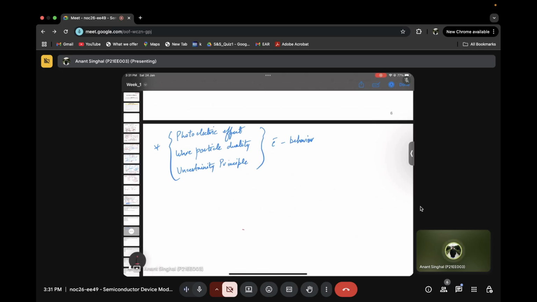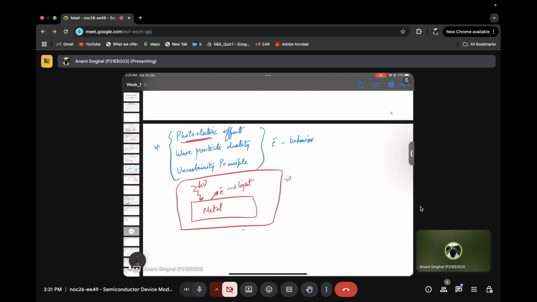The photoelectric effect, what does it say? If we have any semiconductor material, or even any metal, and we incident any light or energy over it, let's say having energy of h nu, then the electron will come out of it. This is how the photoelectric effect was discovered, and the energy is equivalent to h nu, where nu is the frequency, which is also h c by lambda. So this is what the photoelectric effect is.